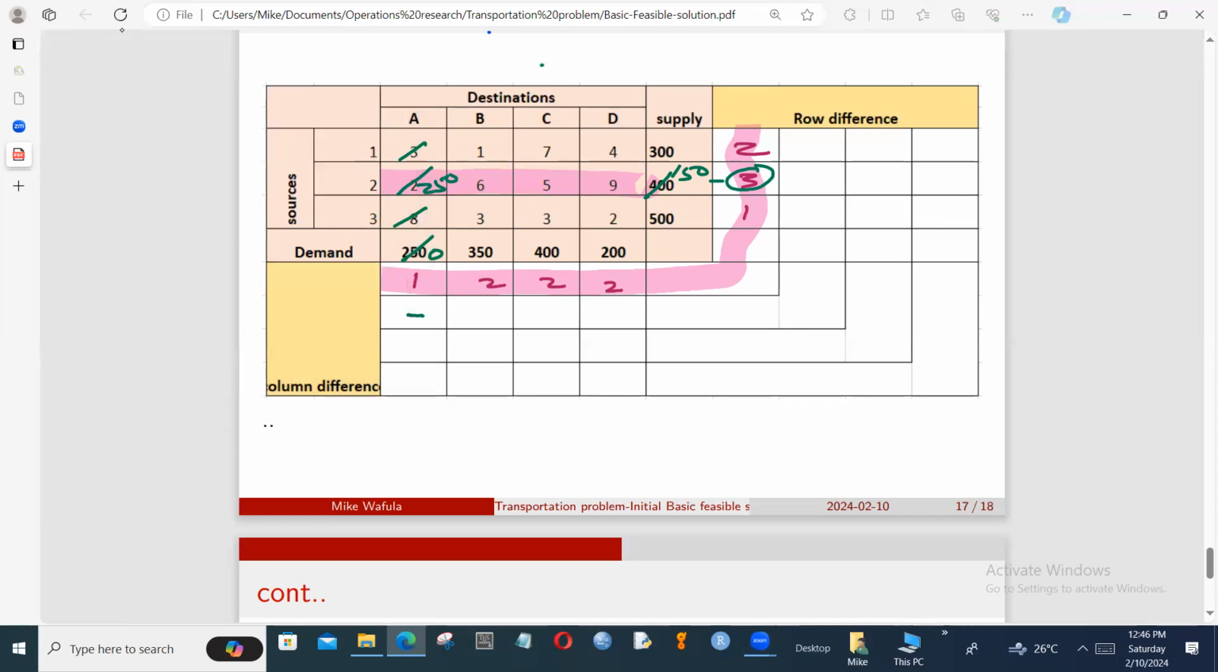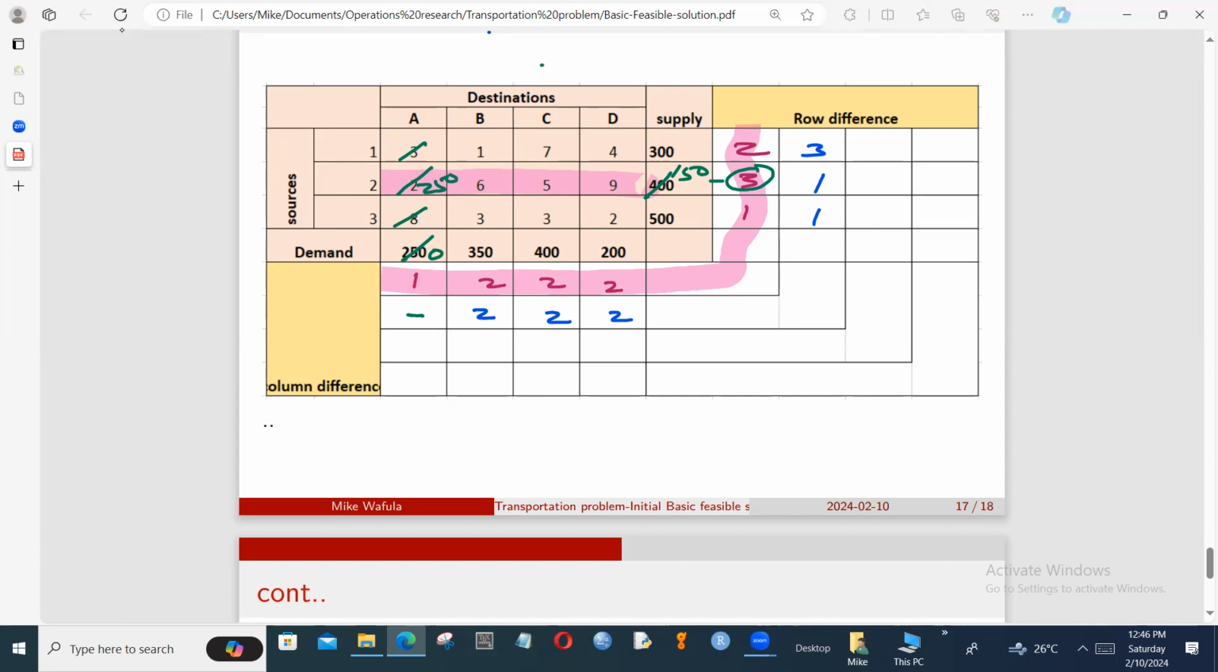So we agree the second set here will be 2. This will be 2. This will be 2. And here you should be talking of 1 and 4, so it's 3. Then 1, 1, 1, 1. Yes, good.